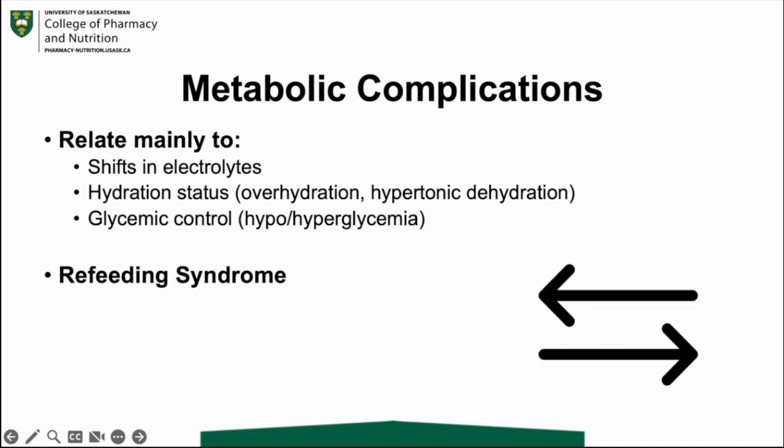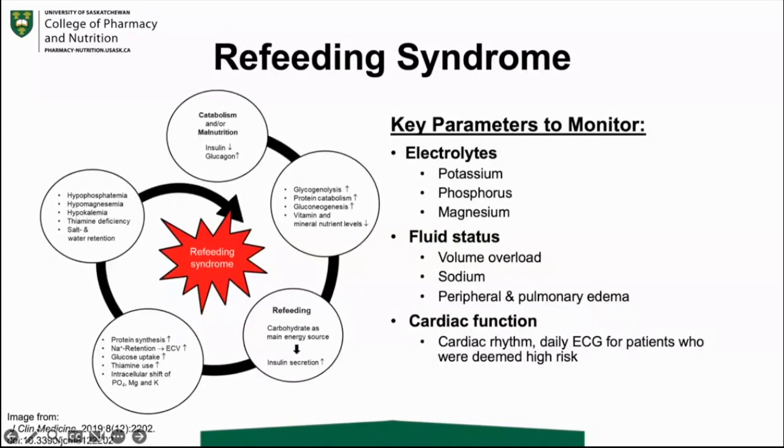Metabolic complications can arise after EN is initiated, which may be associated with EN itself or related to medical conditions. Metabolic complications relate mainly to shifts in electrolytes, hydration status, or glycemic control. As you learned in part 3 of this video series on EN, refeeding syndrome is also a concern when EN is first initiated. Recall that refeeding syndrome is the severe disruption in electrolyte and fluid balance that can occur when feeding has begun too aggressively after a period of inadequate nutrition.